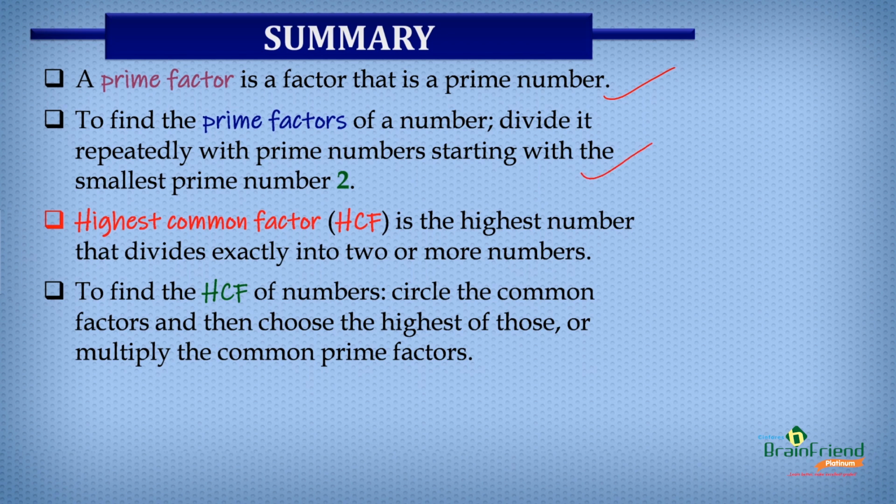Next, we learned that highest common factor, HCF, is the highest number that divides exactly into 2 or more numbers. And lastly, to find the HCF of numbers, circle the common factors and then choose the highest of those or multiply the common prime factors.